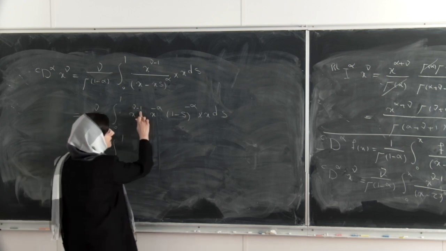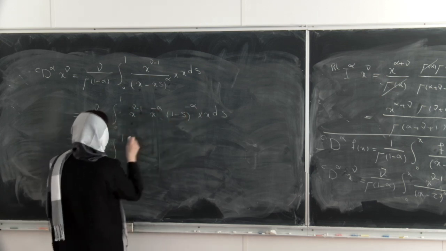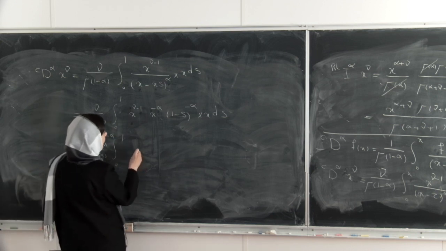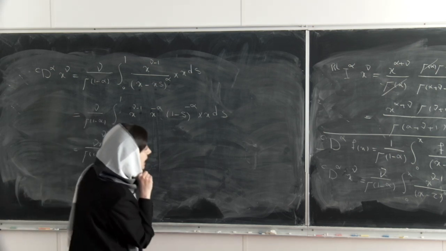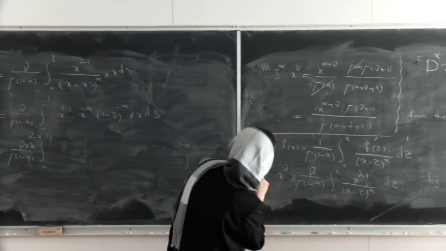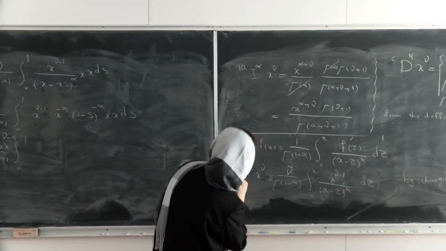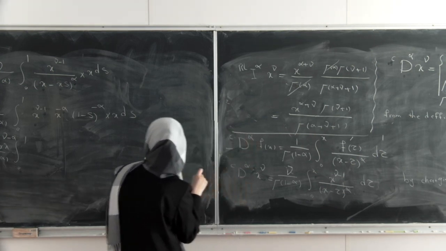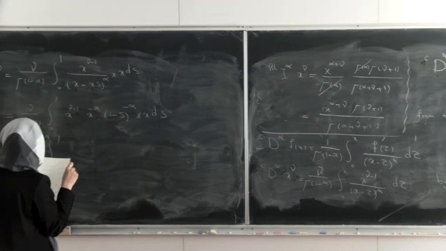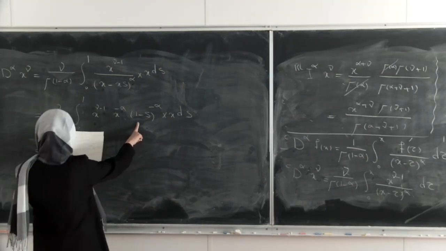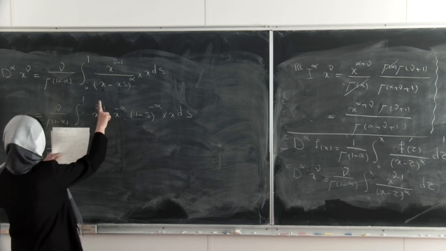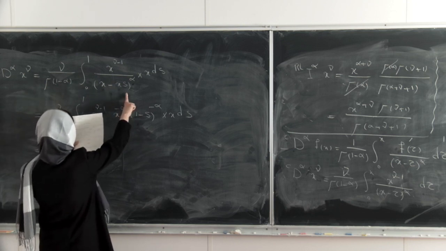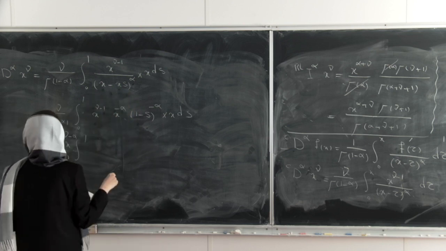x to the minus alpha, 1 minus s to the minus alpha, x ds. We can write x to the nu minus alpha, integral 0 to 1. We should have 1s here, and I don't know, is that x? Tau is x. Where is it? x to the nu minus 1 is correct. Oh, okay.